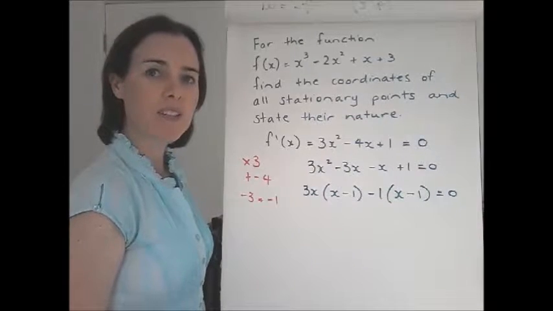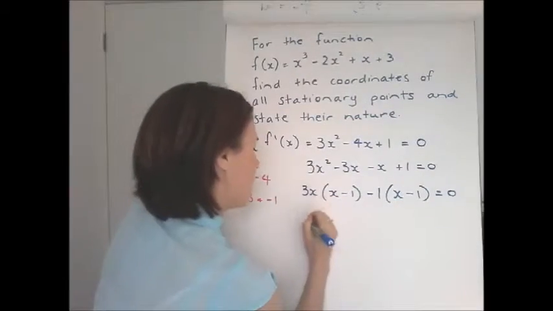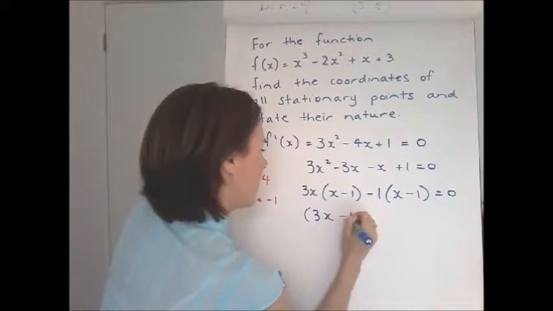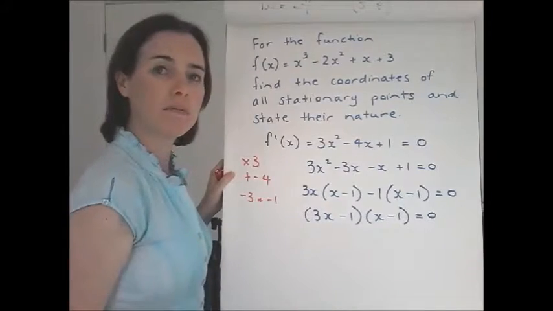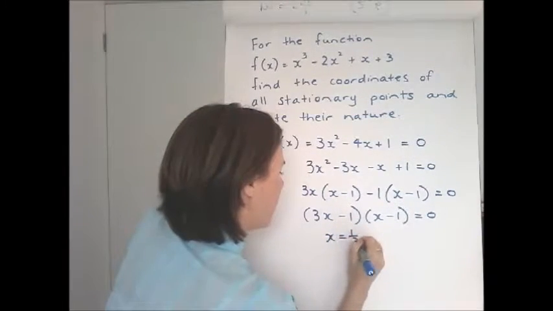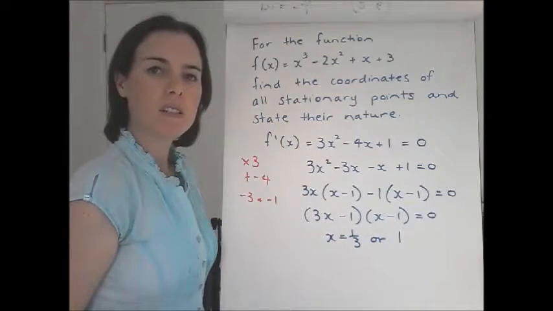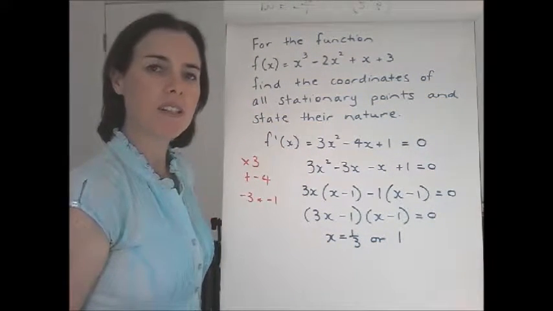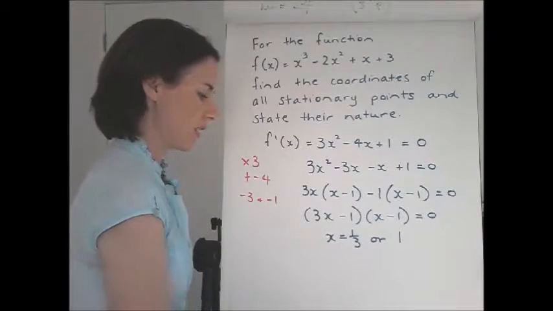Now, your brackets should always be the same in this method, and the two brackets are the same. So I can write it as 3x take 1, x take 1 equals 0. And if I solve, here I get 1/3, and here I get 1. So there are two stationary points to this curve. One at x is 1/3, and one is at 1.